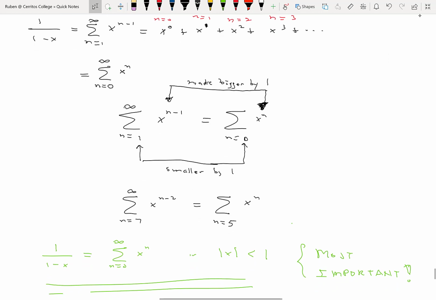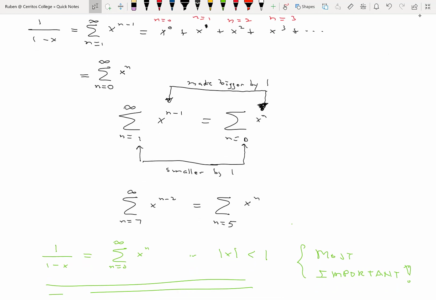So there is a most important power series. And let's be real dramatic here. There is a most important power series in the universe. This is an exaggeration, but I'm going to use this exaggeration. And that is the first power series that we looked at today.